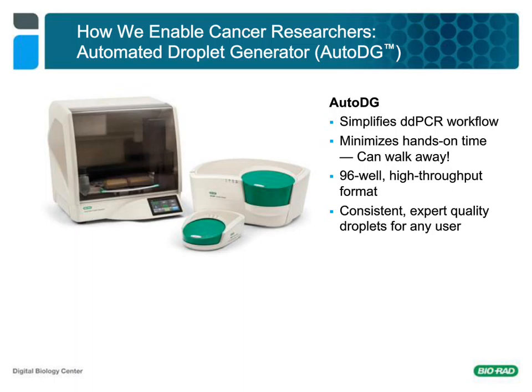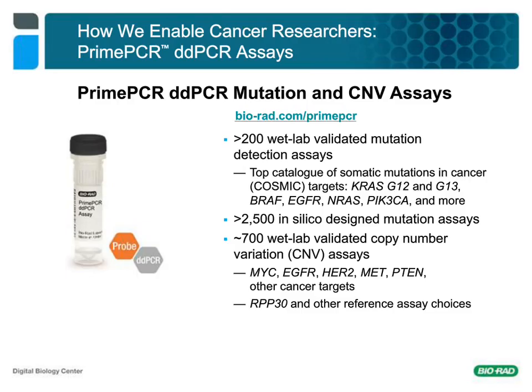We've also been expanding our catalog of wet lab validated PrimePCR mutation detection and copy number variation assays, optimized for the ddPCR platform. We now have assays that target the top mutations and genes present in COSMIC, with thousands of expertly designed in silico assays for the less prevalent targets available today.